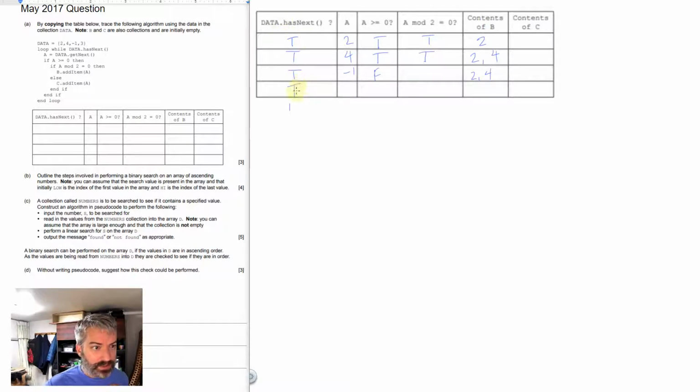There is still something left in the data. Now that value is going to be 3. 3 greater than 0, that's true. And then is 3 mod 2 equal to 0? No, 3 divided by 2 is going to be 1 with a remainder of 1. So that's false. Therefore, we're going to add this item to C, and that's going to be 3. And B is still 2, 4. Let's make sure we continue that down there. Yeah, so that should be good right there.